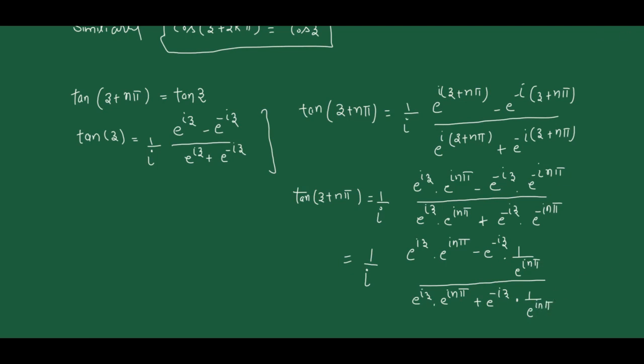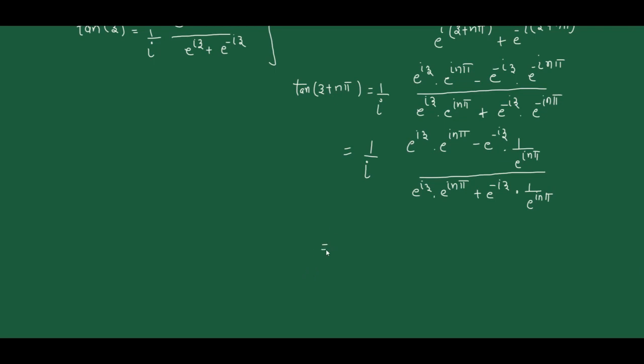Now take the LCM. So if you take LCM, then what you get is 1 by iota, e raised to power iota z into e raised to power iota 2n pi minus e raised to power minus iota z, divided by e raised to power iota z into e raised to power iota 2n pi plus e raised to power minus iota z. Okay, and you know that what is this? This is nothing but 1.